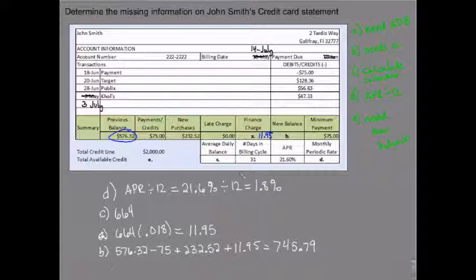And then the last thing I can do is E, which is my total available credit. That's my credit limit minus my new balance. So this is average daily balance times monthly periodic. That's A. And this was credit line minus new balance.